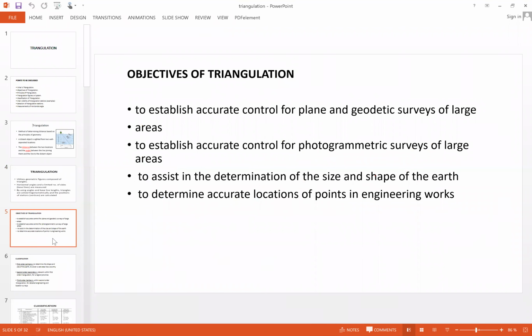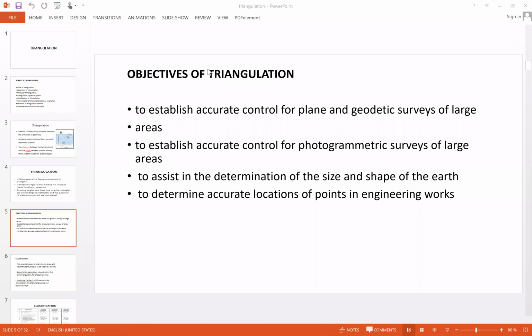Now, what are the objectives of the triangulation? The objectives of the triangulation, there could be a number of those. For instance, to establish accurate control points for plane and geodetic surveys. We have already discussed what is plane survey and what is geodetic survey in survey 1, right? Control points are those points which control our work when we are in the field. We establish some control points and then we proceed from those. So if we have to establish our control points in geodetic or plane survey, we can use that.